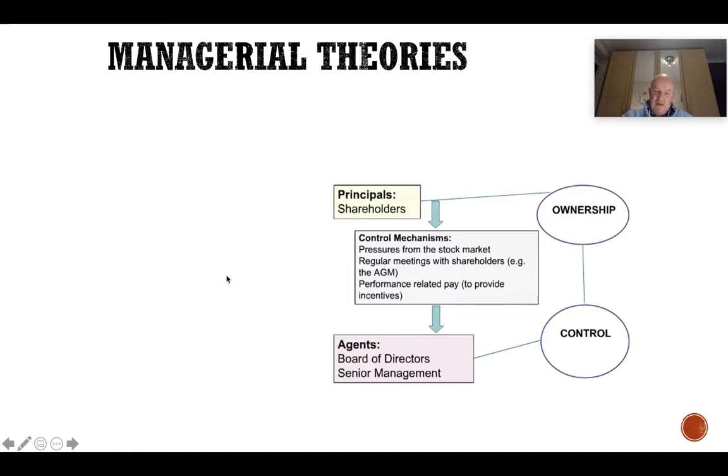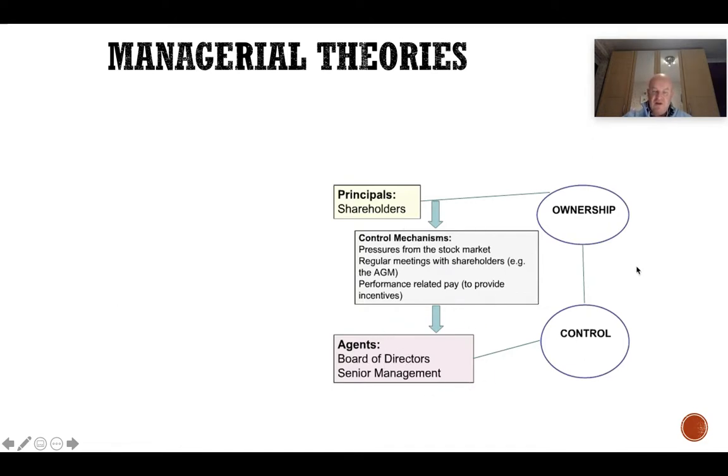Okay, now in this instance, certain shareholders effectively have these control mechanisms, as I mentioned, but then their agents are the board of directors for the company, and also the senior management. So they are essentially those that will control the day-to-day workings of the business. Now, with regular meetings with shareholders like the AGM, and also performance-related pay, to some degree the shareholders can vote and can influence how the board of directors and the senior management might control the business.